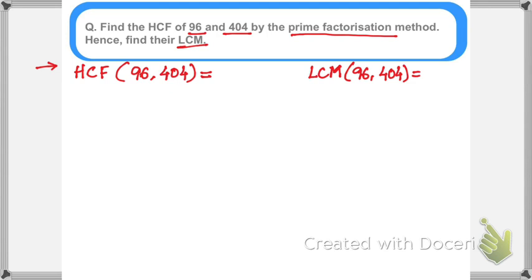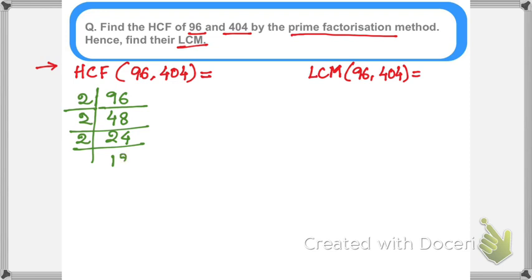First, let's find out the prime factors. So for finding out the prime factors, let's perform the prime factorization method. So beginning with 2, the smallest prime factor, 2 48s are 96, 2 24s are 48, 2 12s are 24, 2 6s are 12, 2 3s are 6.